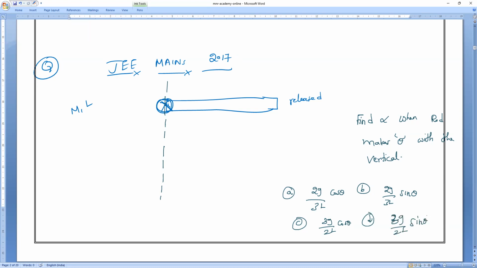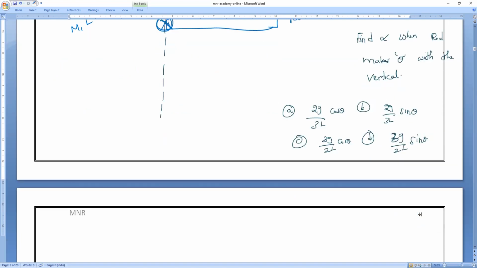Mr. Pradosh, try and you tell me. Now it is saying that theta is making with the horizontal or vertical? Everybody? It is making with the vertical. So if you are a little careful, everything will be fine.